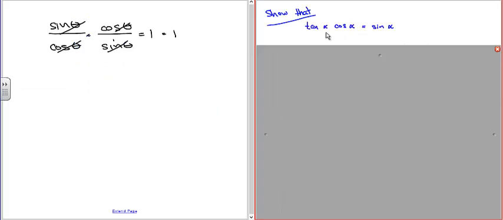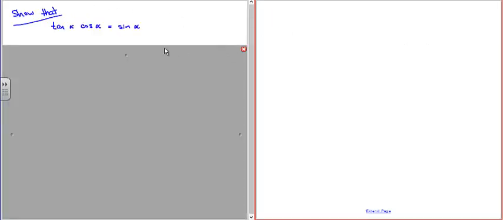Okay, here we have tangent of alpha times cosine of alpha equals sine of alpha. Again, what we're going to do is rewrite the tangent, and I need to use alpha. Alpha is a Greek symbol that's used for angles, just like theta is. Theta is the one that we tend to use the most.